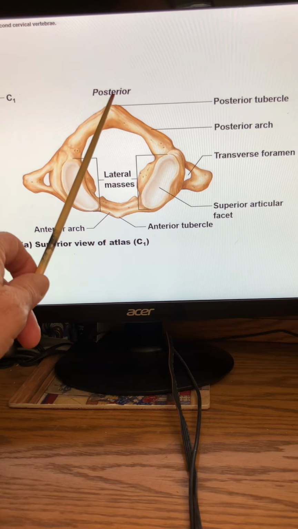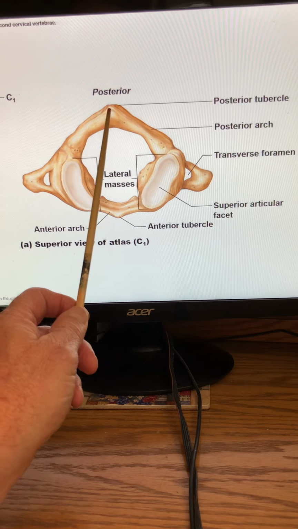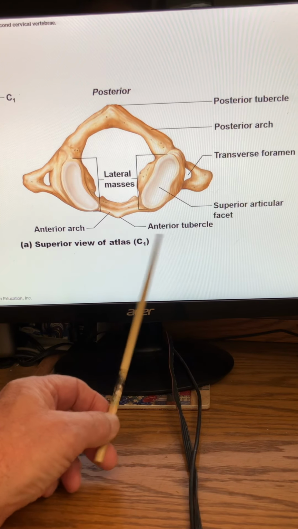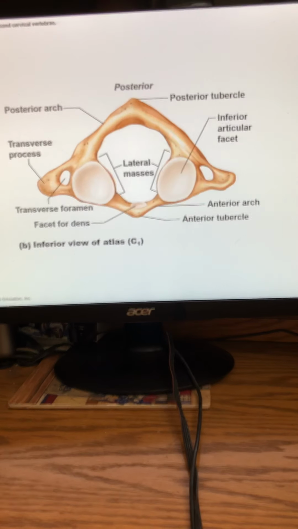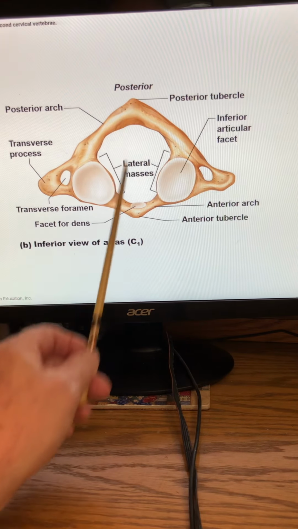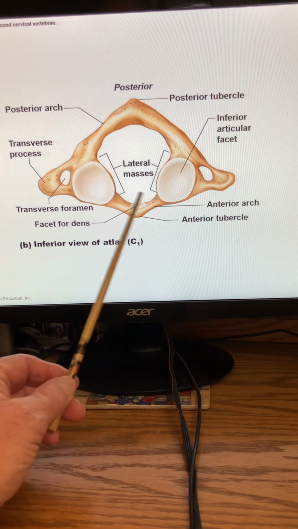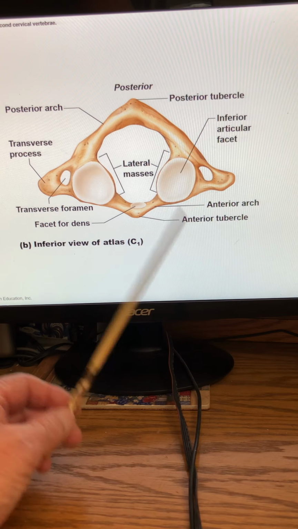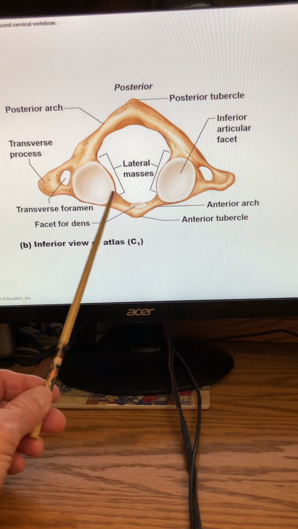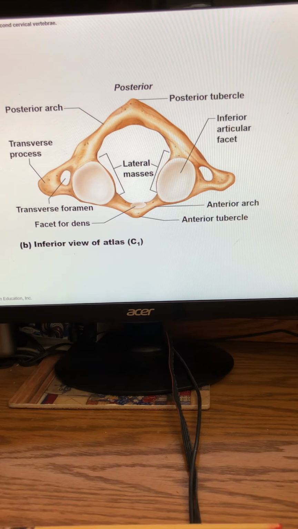There is no posterior spinous process at all. It just has a little knob, which is called the posterior tubercle. And in the front it also just has a little knob, which is called the anterior tubercle. From the underside, once again, here's the posterior, here's the anterior. This inferior articular facet is going to form a joint with the superior articular facet of axis, which is C2. And you can once again see the transverse process and the hole in the side.